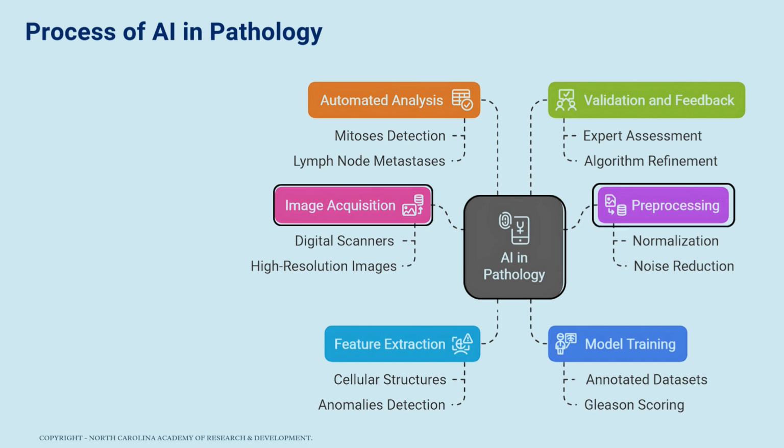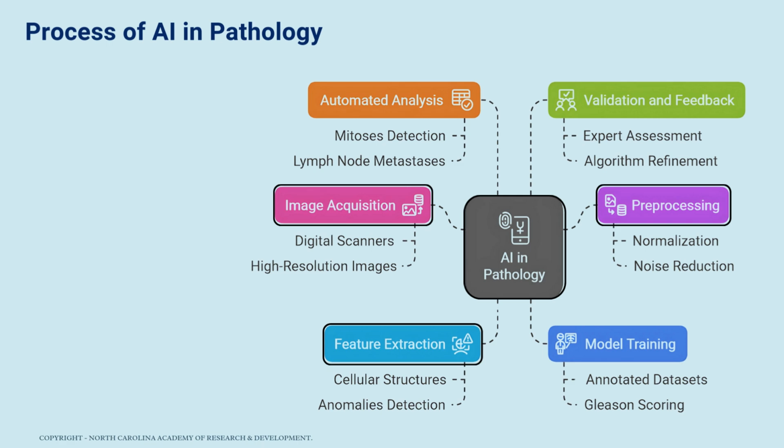Next comes preprocessing. The captured images are refined by removing artifacts, reducing noise, and adjusting colors. This ensures that every image is of the highest quality for the AI to accurately interpret. After preprocessing, the AI dives into feature extraction. At this stage, advanced algorithms analyze the refined images to identify crucial details such as cellular structures, patterns, and any anomalies that could signal a disease.